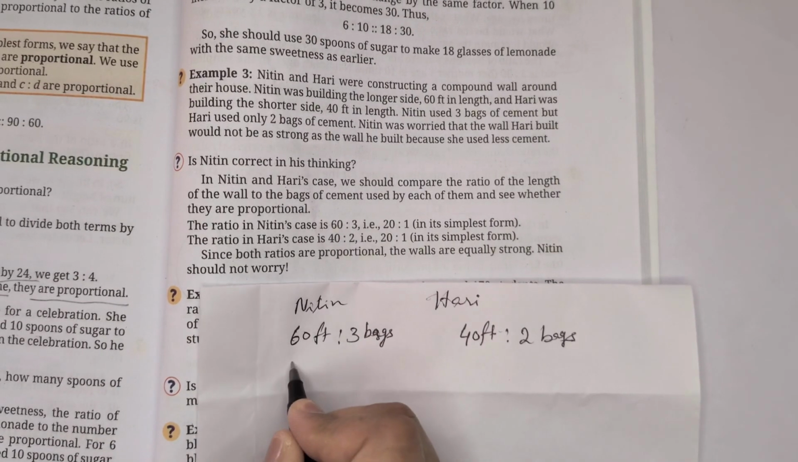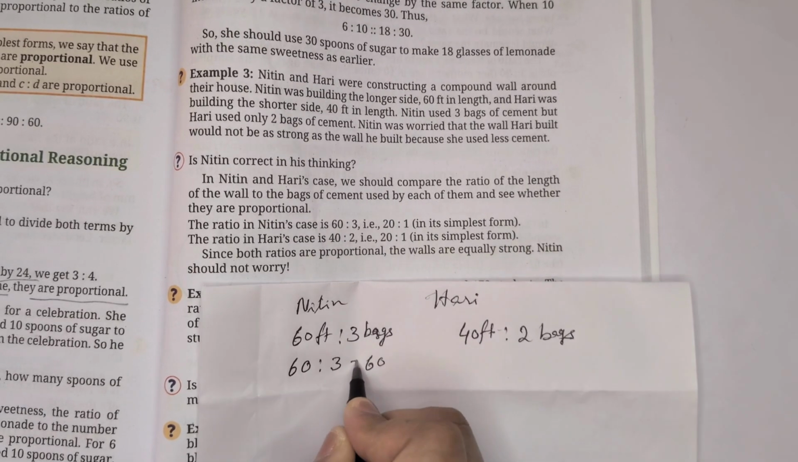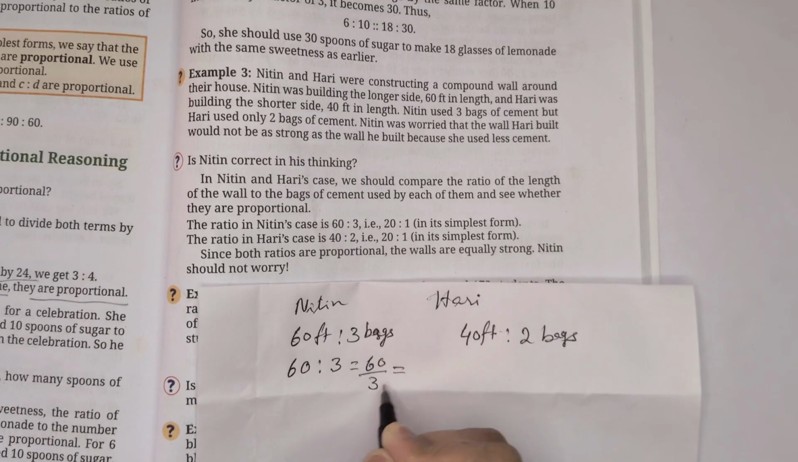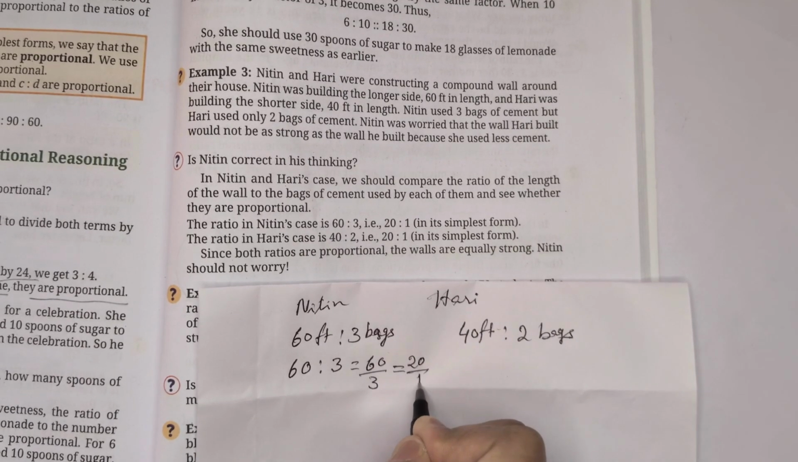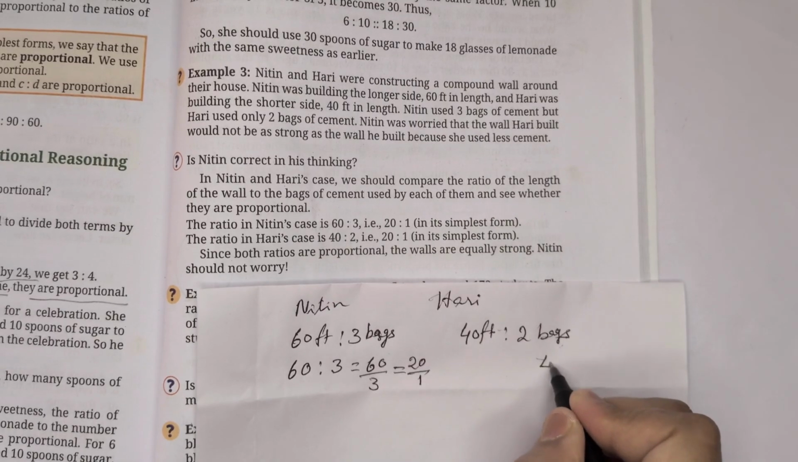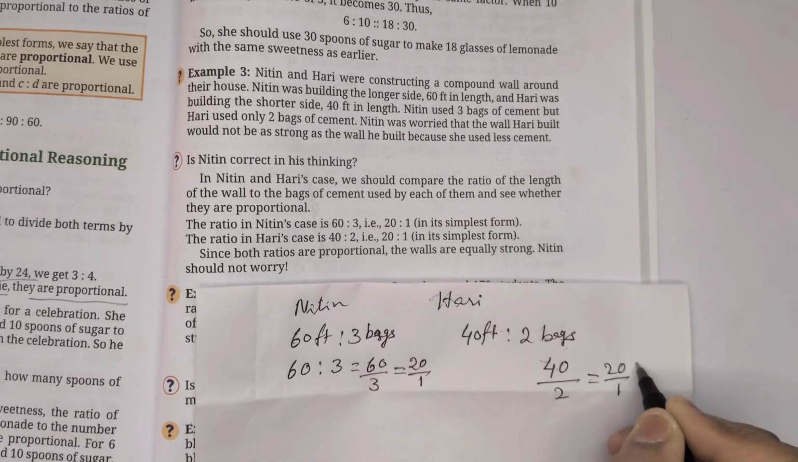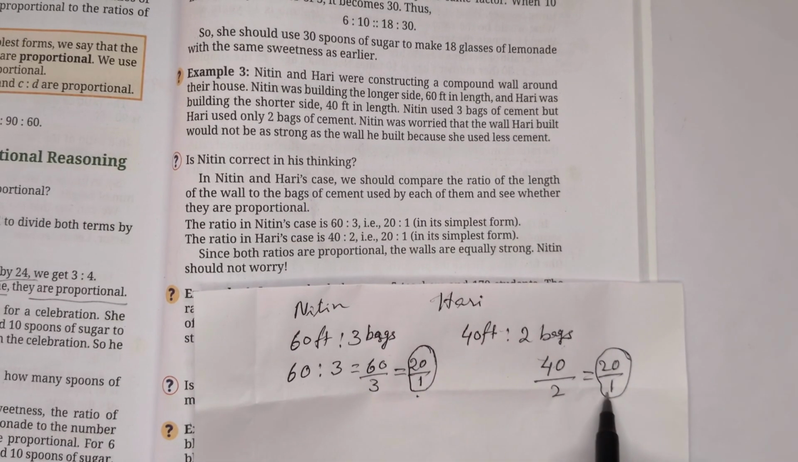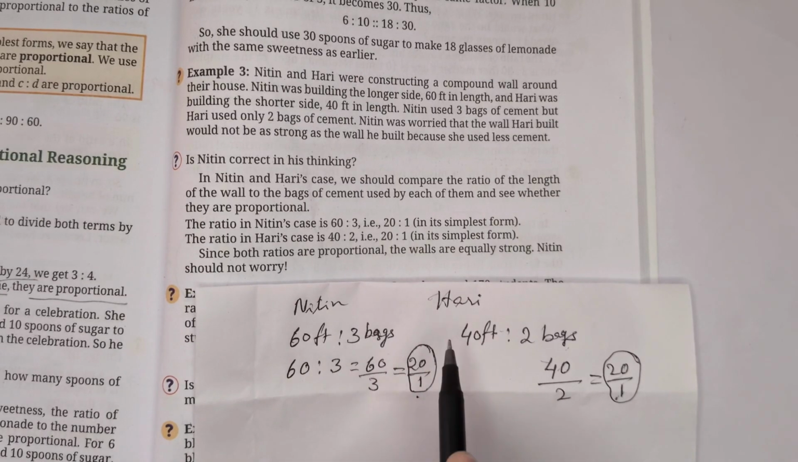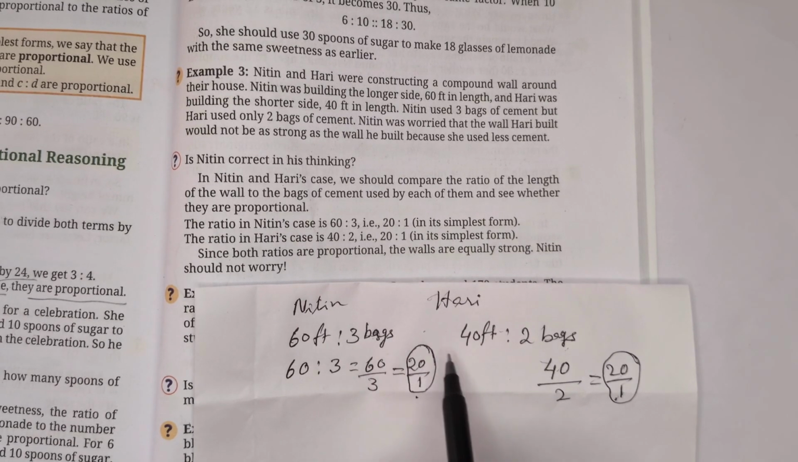For that, in Nitin's case, 60 is to 3, which means 60 divided by 3. When we divide by 3, we get 20 by 1. The same way here, 40 by 2, when we divide we get 20 by 1. The simplified form of that ratio is the same, which means both of them are made in the same proportion of length to cement.